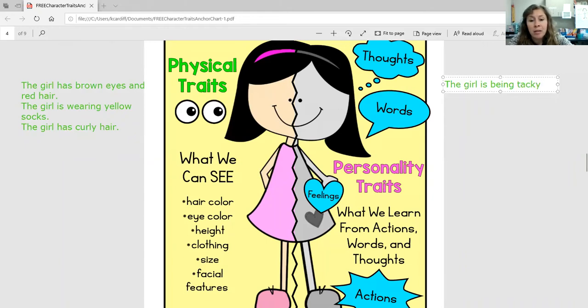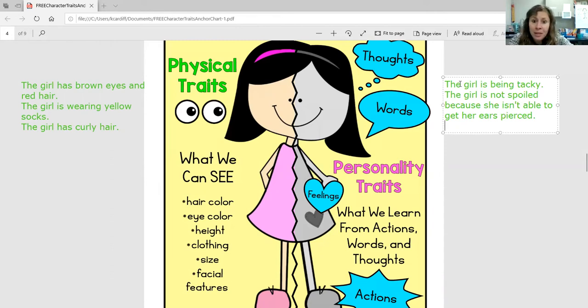Tacky, spoiled. Well, she's not spoiled, right? So it would be, the girl is not spoiled because she isn't able to get her ears pierced. Period. Okay. So the girl is being tacky. The girl is not spoiled because she isn't able to get her ears pierced.